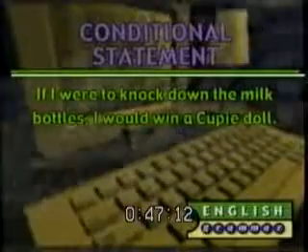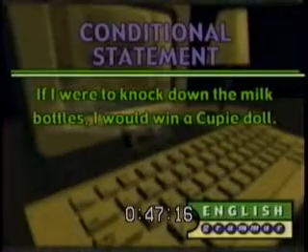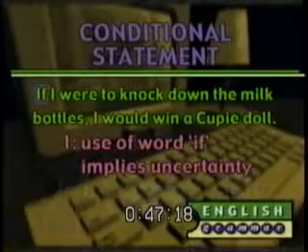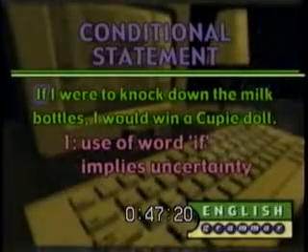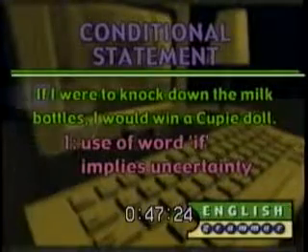Yeah. There's some uncertainty there. We don't know whether or not Mary will knock down the milk bottles. Note 2 things about the sentence. If I were to knock down the milk bottles, I would win a Cupid doll. First, the use of the word if. You'll see that a lot in conditional sentences. That tips us off that there's some uncertainty involved.